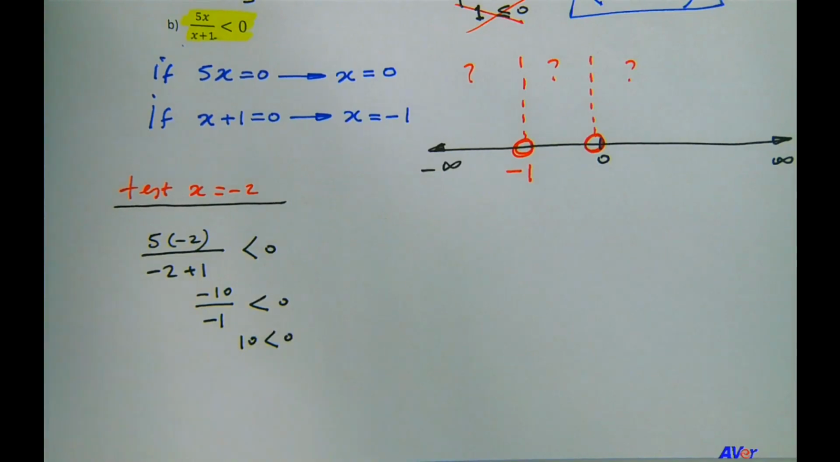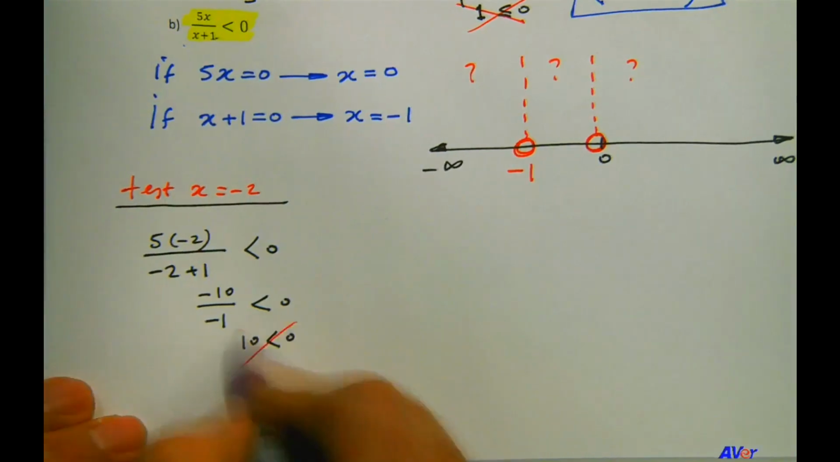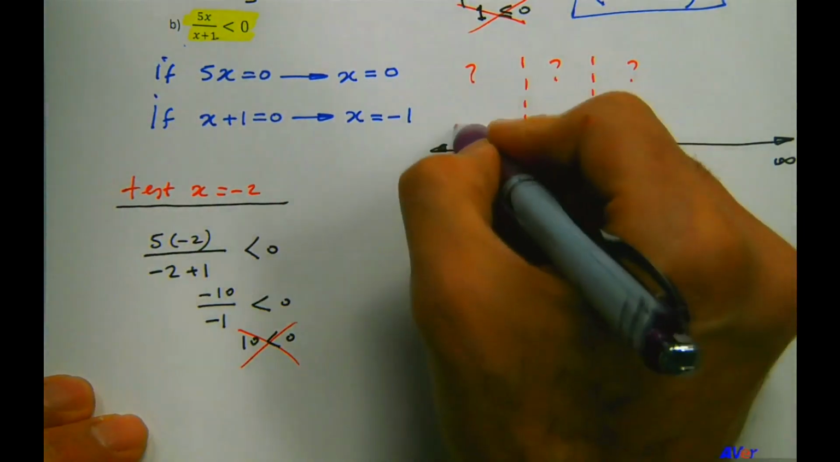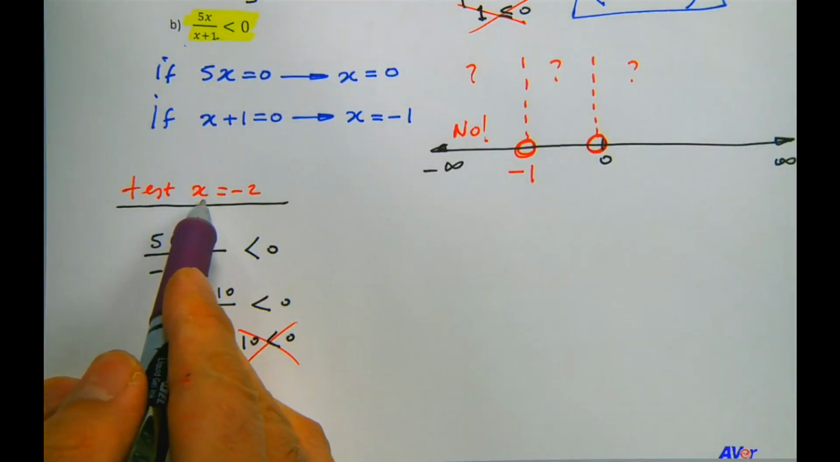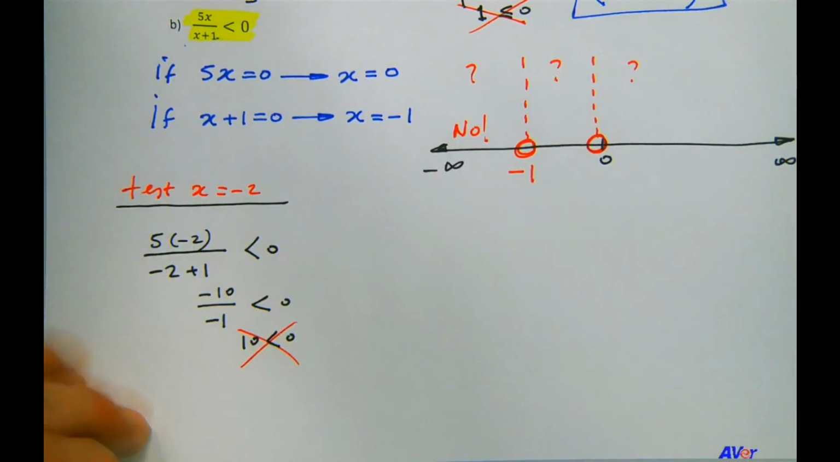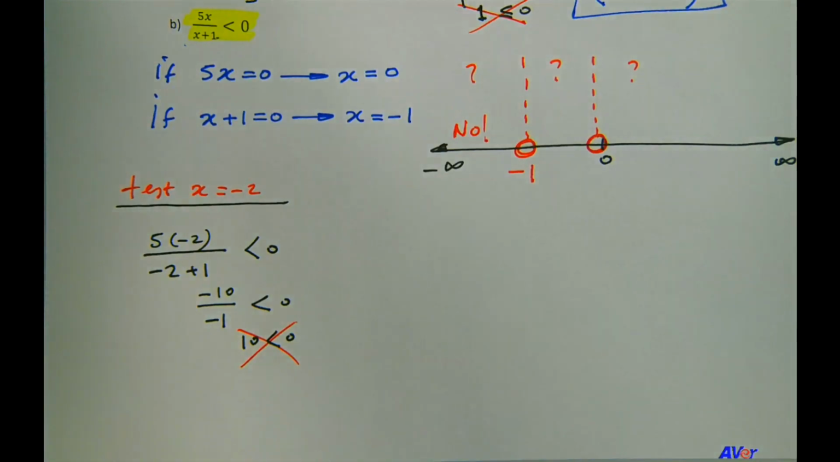Is that a valid result? No, right? Positive 10 is not less than 0, so no. This region from which we picked this test x value is not a solution region for this rational inequality. Let's pick a number in between negative 1 and 0. Let's pick negative 1/2.